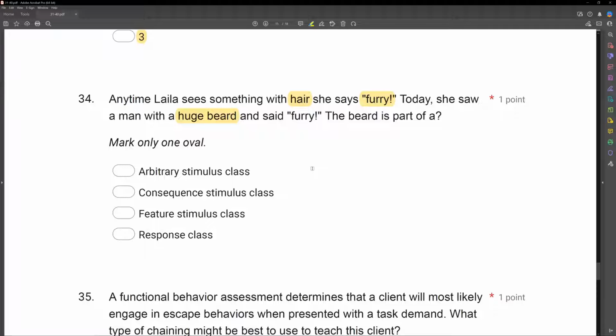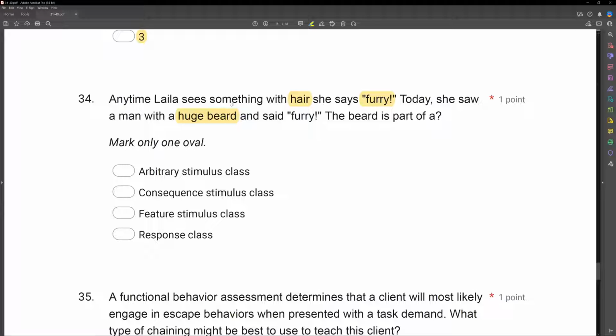An arbitrary stimulus class is the opposite, right? It's a bunch of stimuli. They don't really share characteristics. They don't really share form, but they still evoke the same behavior. What about a consequent stimulus class? A consequent stimulus class is like a reinforcer and a punisher. If this is the antecedent, which it is, the beard is the antecedent to saying furry, it can't be a consequent stimulus class.